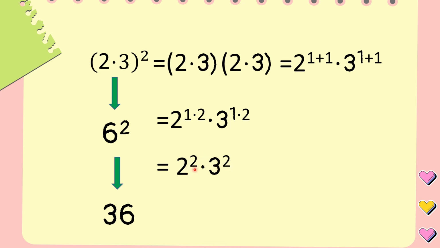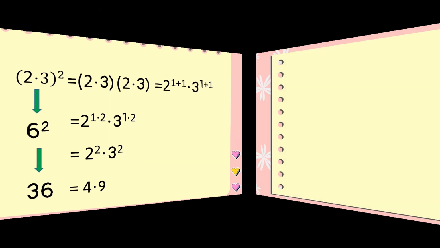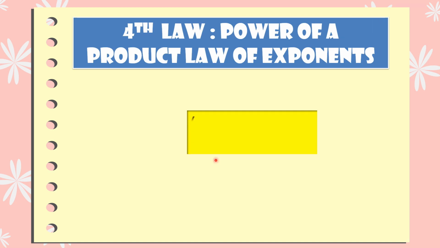And 2 raised to 2 is 4. That is 2 times 2. 3 raised to 2 is 9. That is 3 times 3. So 4 times 9 is equal to 36. So therefore, the quantity 2 times 3 raised to 2 simply means 2 raised to 2 times 3 raised to 2. So this is the fourth law, power of a product law of exponents.